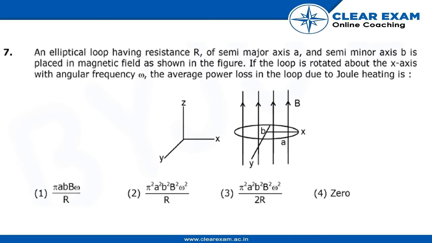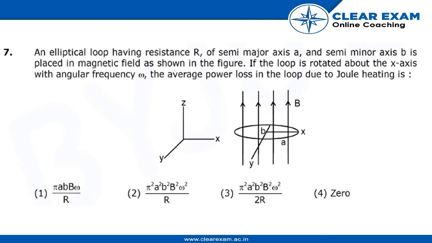So the question on the screen says an elliptical loop having resistance R of semi-major axis A and semi-minor axis B is placed in a magnetic field as shown in the figure.